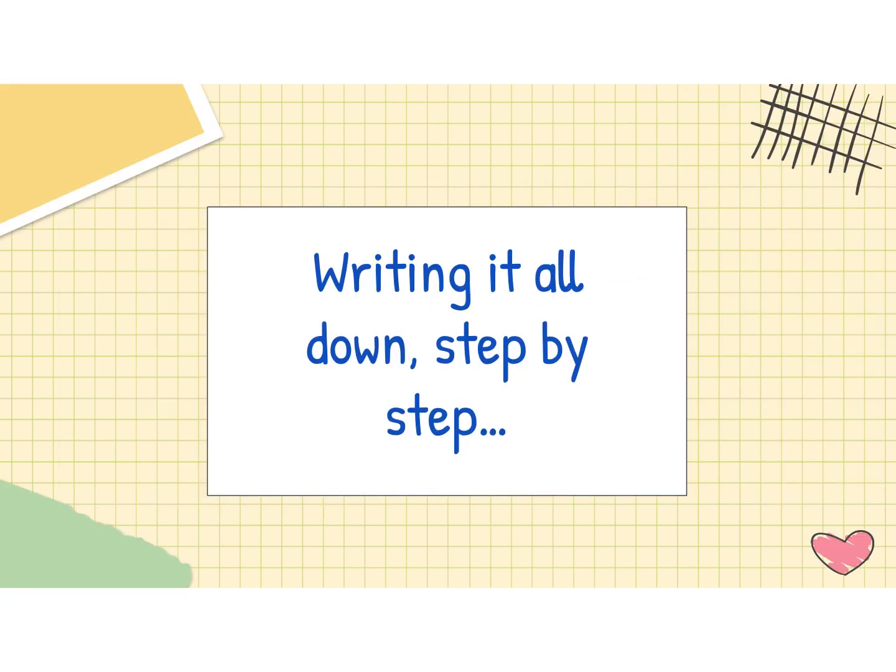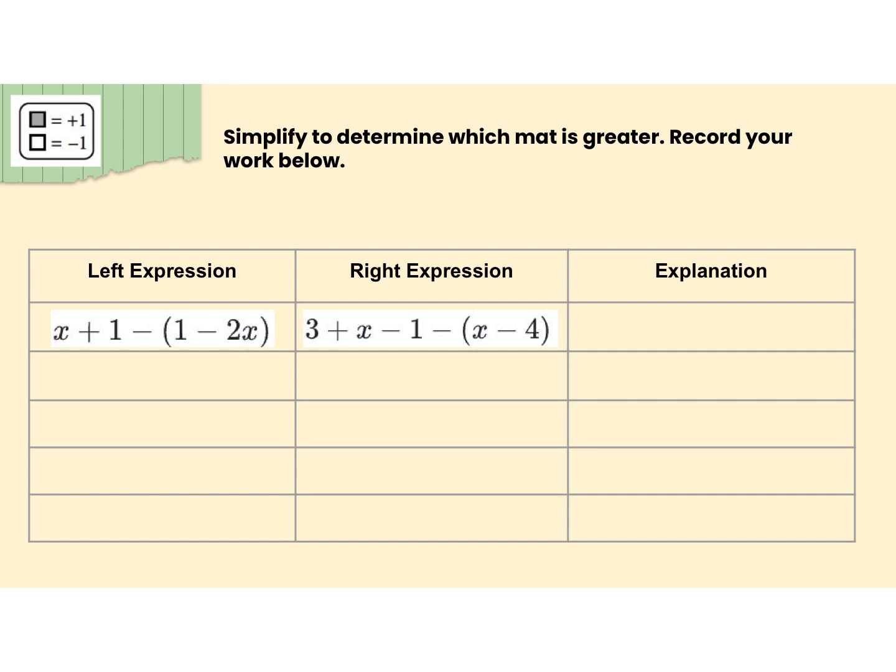We're going to practice one more time, writing it all down. So again, this is our OG expression. I'm going to do a little simplification here. The first thing I'm going to do is combine like terms. The left expression is going to stay exactly the same. I'm just going to rewrite it down here. The right expression, I'm going to combine the 3 and the -1 to get 2, and then leave everything else the same. The next thing I'm going to do is distribute.